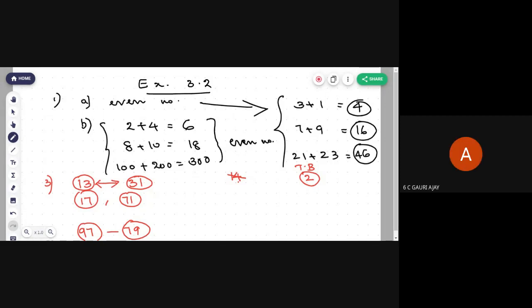37 and 73. 37 and 73. That is correct. 37 and 73.